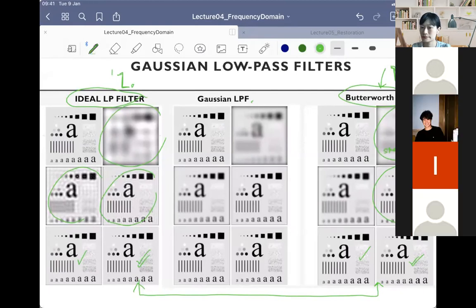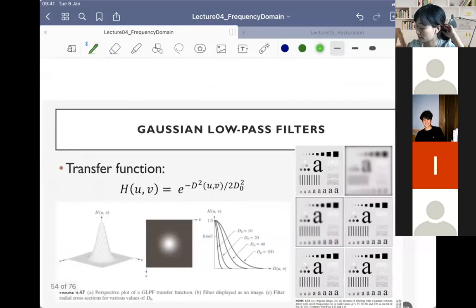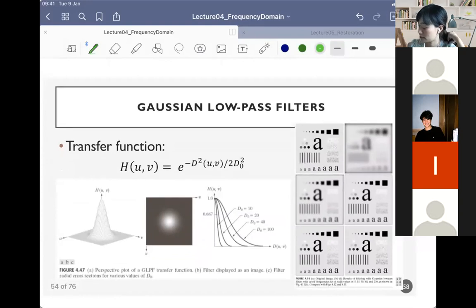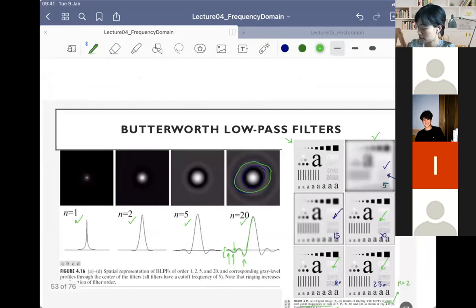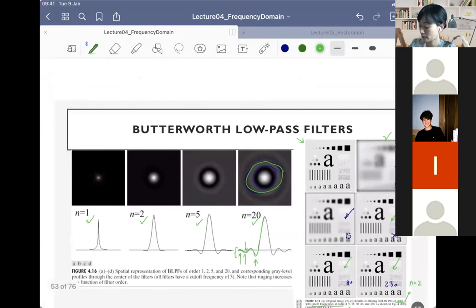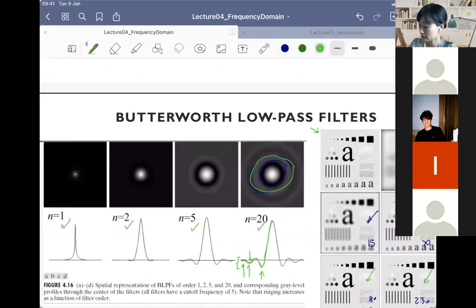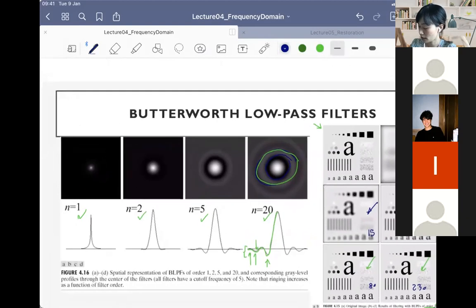Yes. What does the white part mean in the Butterworth low pass filter? Like the slide 57. This one. Before this one. Yes, this one. Like there are white circles in the middle, and they alternate. The white parts alternate.